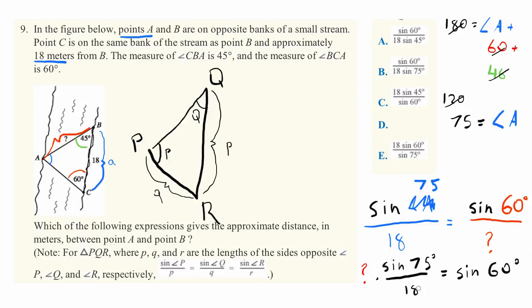And if I go ahead and multiply both sides by 18, this will go over here. And now I can divide both sides by the sine of 75 divided by the sine of 75. And now I have the correct answer. The distance from A to B is equal to the sine of 60 times 18 divided by the sine of 75, E.